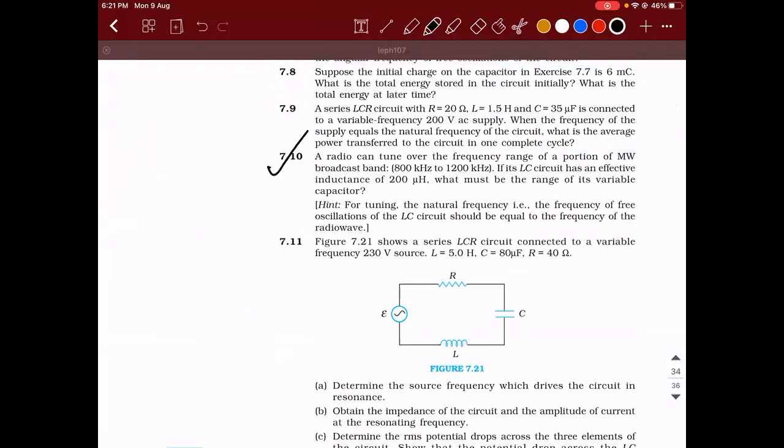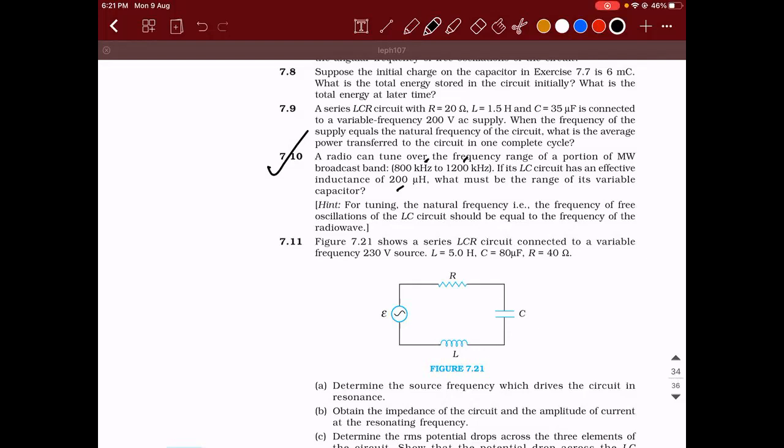7.10. A radio can tune over the frequency range of a portion of the medium wave broadcast band, which is between 800 kilohertz to 1200 kilohertz. If an LC circuit has an effective inductance of 200 microhenry, what must be the range of its variable capacitor?